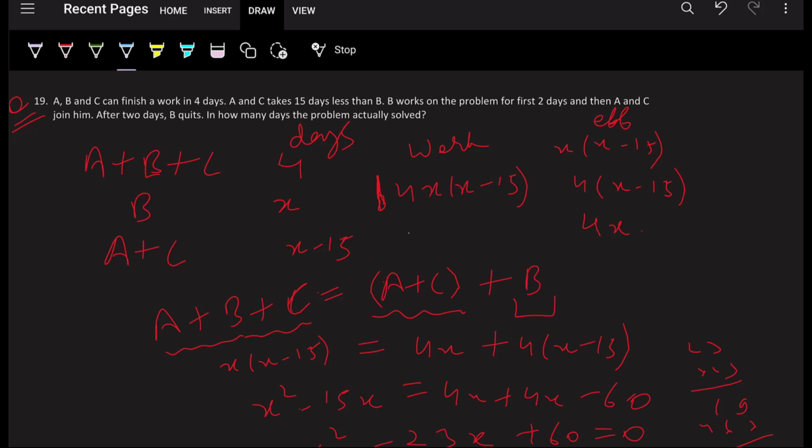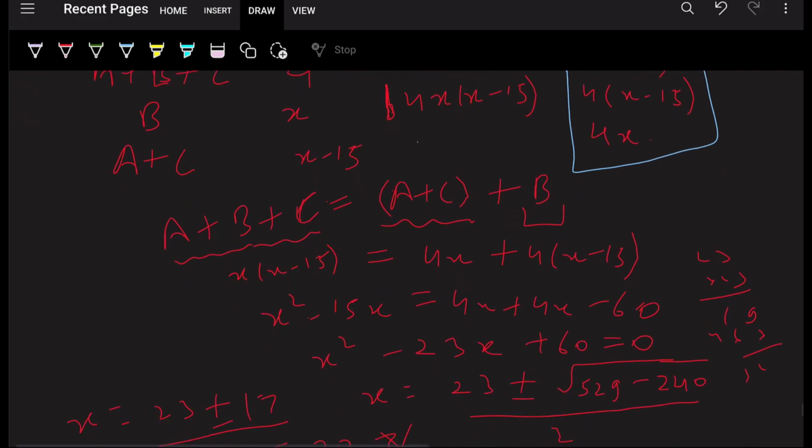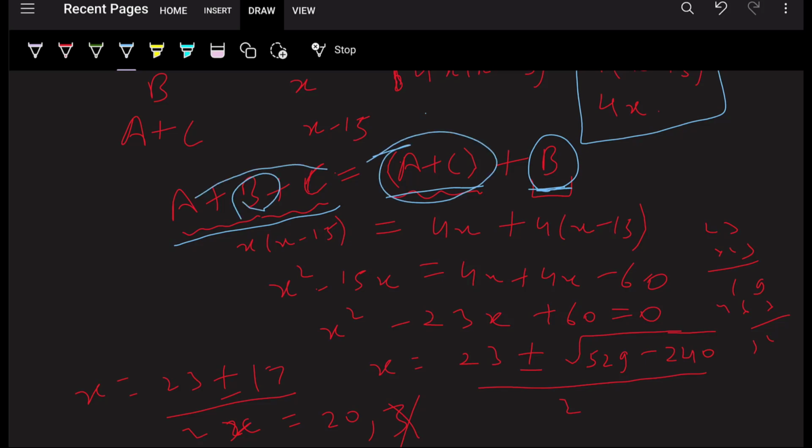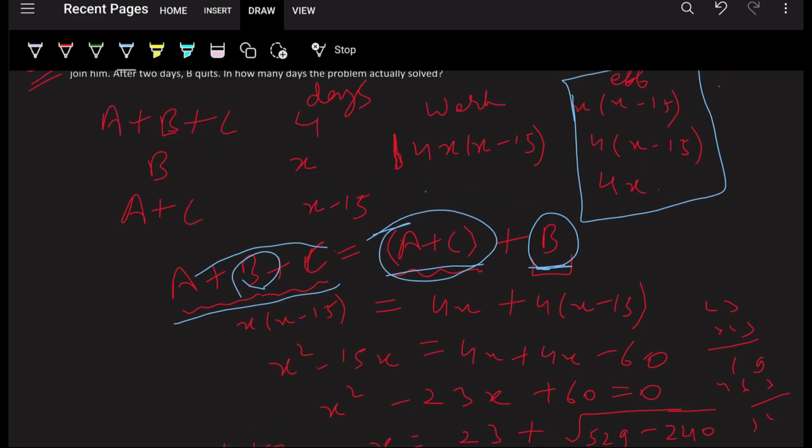So now we will calculate efficiencies. So efficiency will be what? Work divided by days. So these are the efficiencies. Okay, now we know that A plus B plus C is equal to A plus C plus B. Okay, I will rewrite this equation. So now A plus B plus C is nothing but X into X minus 15, and A plus C is what? 4x, and B is what? 4 into X minus 15.